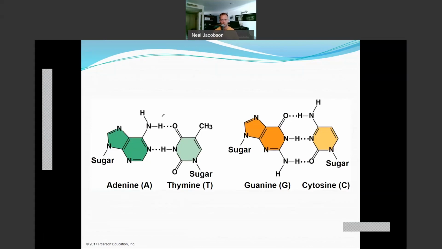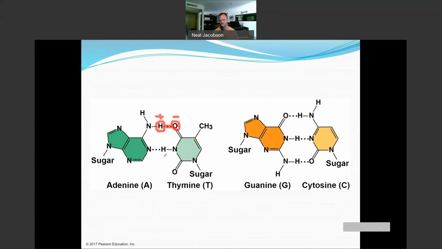So there's a positive charge here on this hydrogen, right? Because that proton's sticking out in space. And then this oxygen over on the thymine, on the other strand, right? Oxygen is extremely electronegative, so it's pulling the electrons towards it, so it's going to have an overall negative charge. And that's where we get this hydrogen bonding between the complementary base pairs.